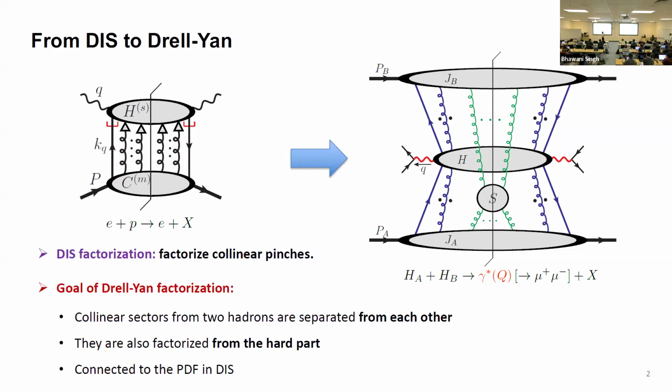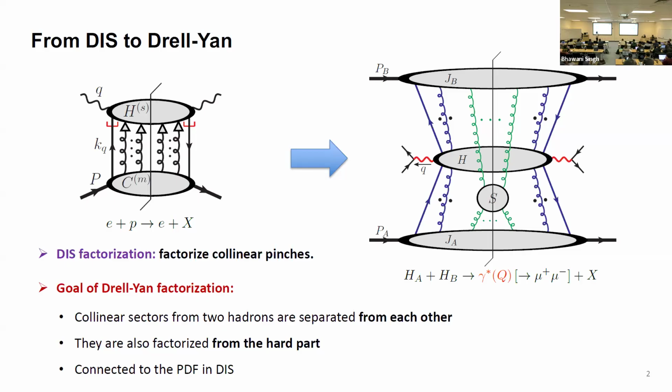And in this case, we also want to factorize this process in terms of two PDFs, one with PA, one with PB, and the hard part as denoted here. But the complication is we have two collinear sectors, and this PA and PB move in opposite directions. So they can be connected by a number of soft gluons. And this soft gluon is something we have not seen from DIS diagrams. And there are a great deal of complications associated with the soft gluons. And I will not have time to explain all these details to you.